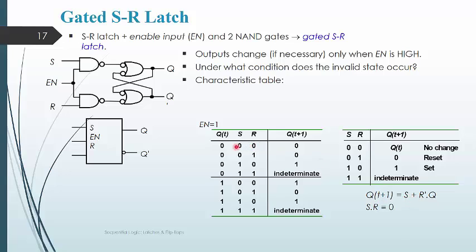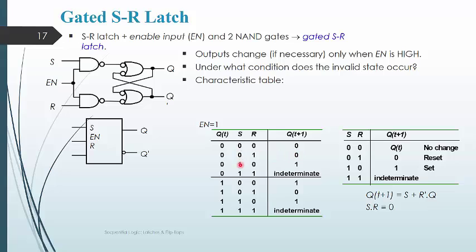So the S value is 0, so 0 is ORed with R dash. R dash is 1, 1 ANDed with 0, that means it is 0. So 0 ORed with 0, the resultant is 0. The next case we will take. This is 0, its complement is 1 and it is ANDed with 0, and this ANDing result, 0, will be ORed with 0. So the resultant is 0.